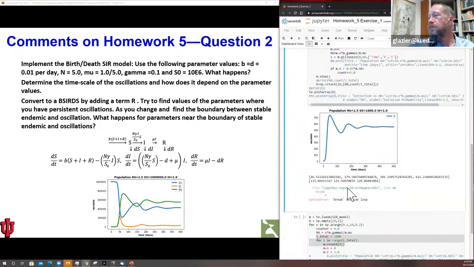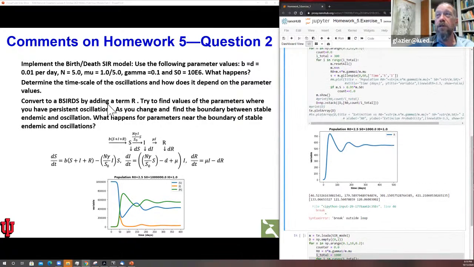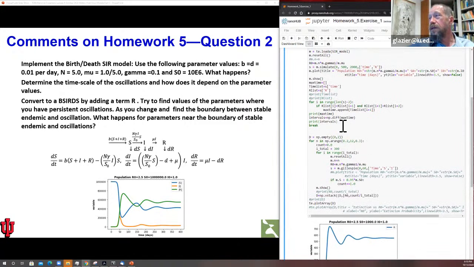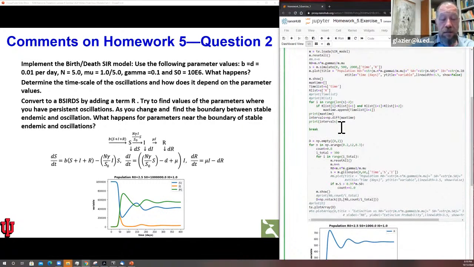And now I have 133, 121, 120, which is the period, the distance between the first peak and the second peak, the second and the third and the fourth. Because remember, the question was, what is the time scale of the oscillations? So that's what we're measuring. And the next thing that I do is I can average that.